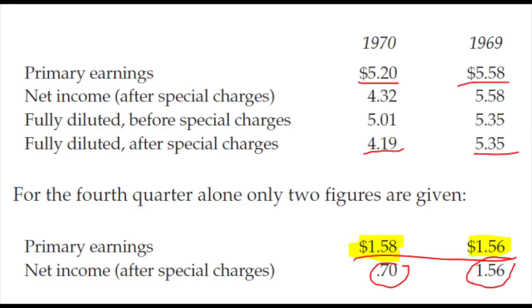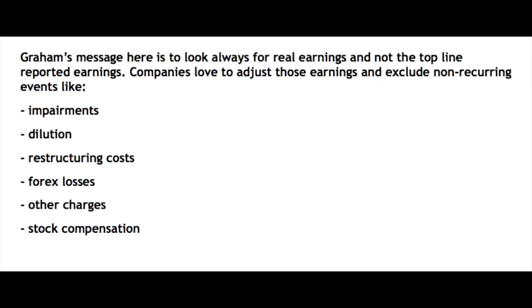Just for the quarter, those who focus on quarterly earnings would see Alcoa back in 1970, how it had 1.56 in Q1 1969, 1.58 in Q1 1970, which means that it is doing better. But after special charges, adjusted real earnings were 70 cents compared to 1.58 in 1970. So Graham's message here is to always look for real earnings and not the top line reported earnings.